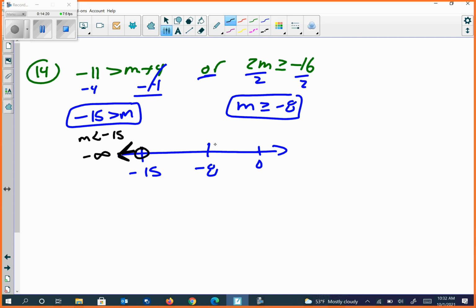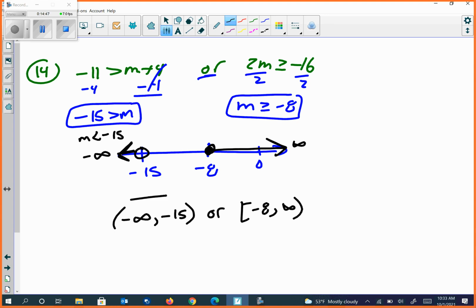And then this one is a solid dot going forever that way. So that's going to infinity. Oh, thank you so much for making that correction for me. So -infinity to -15, soft bracket on the 15. We want to write the word or, and then I'm going to go hard bracket at -8, going to infinity. So that's our answer. Thanks for that.